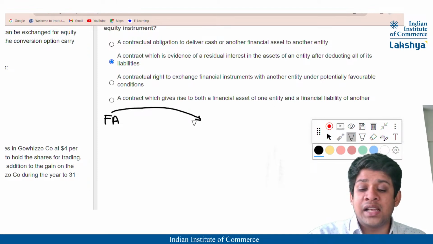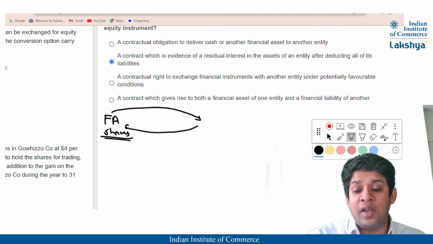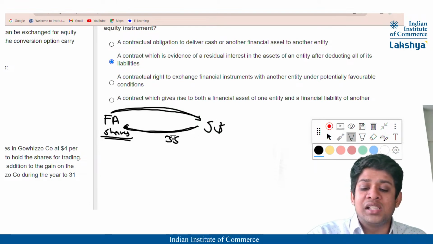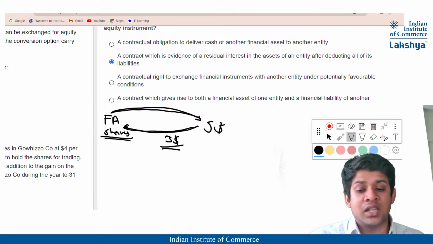Right? I will exercise my option, and in return, I will get shares. This transaction will happen under conditions which are potentially favorable to me, correct? Because I'm exercising my option, that means my option will be gone, and in return, I am getting shares under conditions which are favorable for me. Obviously, in the market, if I go and buy, each share costs $5. But since I have an option, I can purchase those shares at a cheaper price, that is $3.